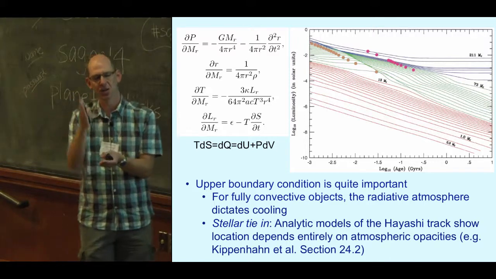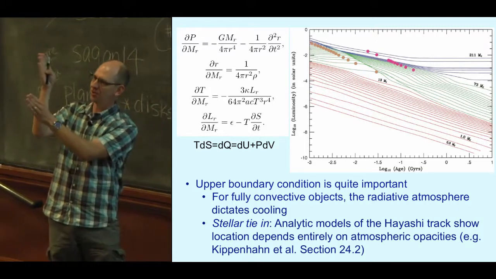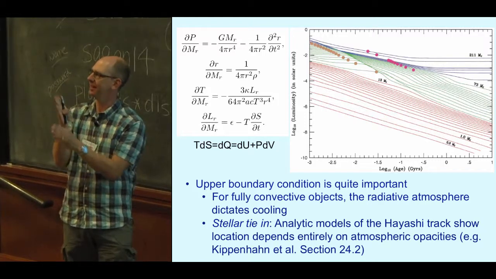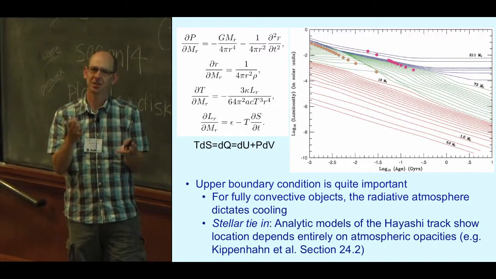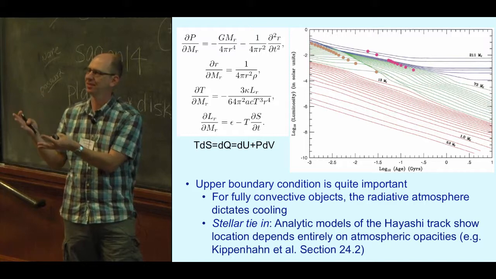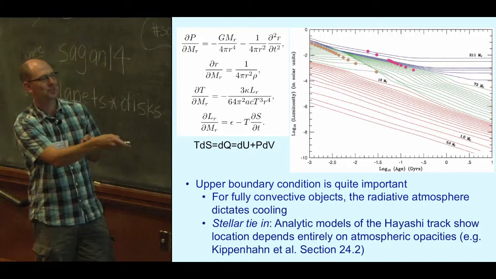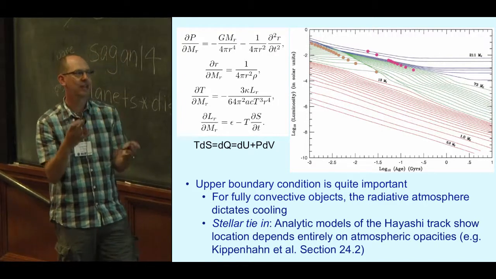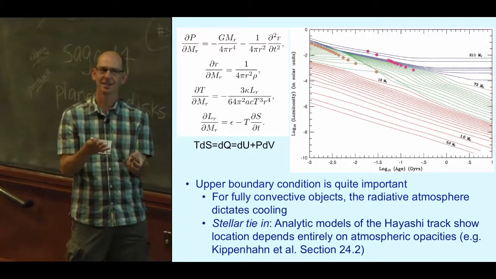And one of the things you can show in that region of temperature-luminosity space is that fully convective stars sit over there, really in a particular region that only has anything to do with the opacity. And so fully convective stars are governed essentially just like fully convective giant planets. Their atmospheric opacity dictates where they sit in an HR diagram and how they cool off over time. So if you look at Kippenhahn et al., section 24.2, there's a nice analytic model of the Hayashi track, of where fully convective objects sit, based on the fact that their atmospheric opacity dictates their cooling.